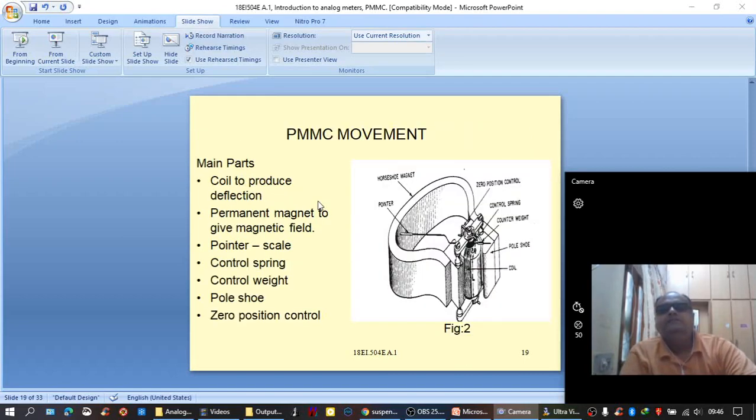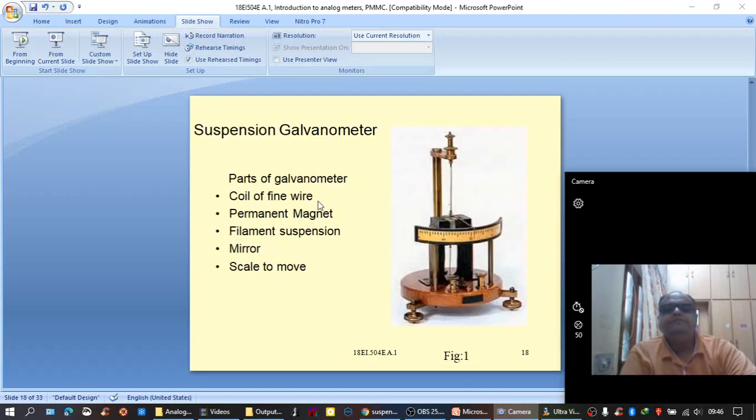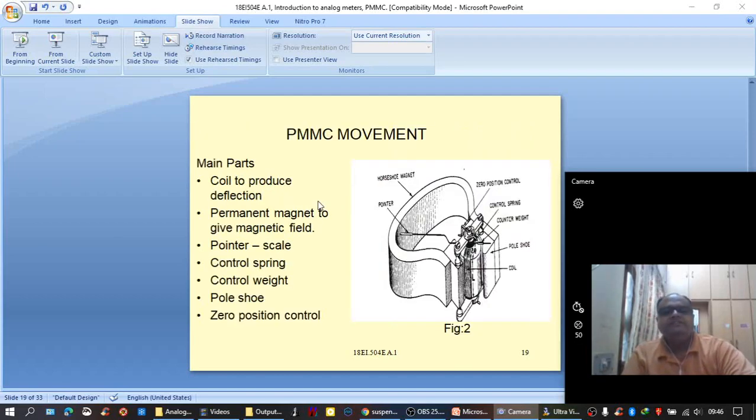Next, PMMC movement. This is about the suspension galvanometer. The same principle is being employed in the PMMC instrument with a slight change in the construction. PMMC stands for Permanent Magnet Moving Coil. As the name indicates, it consists of a permanent magnet and a moving coil.